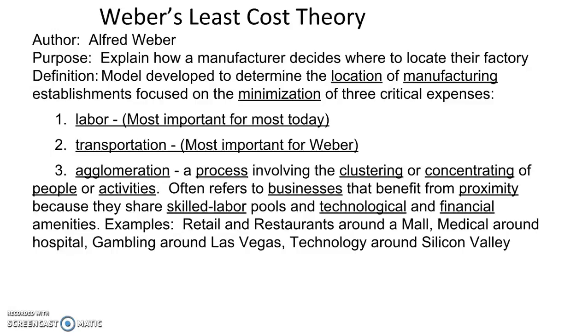So around a mall, it's no coincidence that you see all those stores and all those restaurants clustered near Mall of Millennia. That's because of agglomeration, taking advantage of the same type of customer. Medical and medical supplies and medical equipment and different medical services, different doctors located around a hospital, again, that's agglomeration. Or it could even be on a much larger, much more regional scale, like gambling around Las Vegas, or technology around Silicon Valley, or theme parks around Florida.